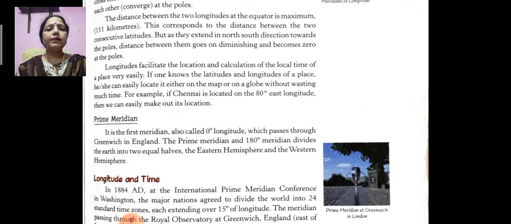So now we will know about the prime meridian. This is an important fact. The prime meridian is the first meridian, also called 0 degree longitude. 0 degree longitude and the prime meridian are both the same, which passes through Greenwich in England. The prime meridian and the 180-degree meridian divide the earth into two equal halves, the eastern hemisphere and the western hemisphere.